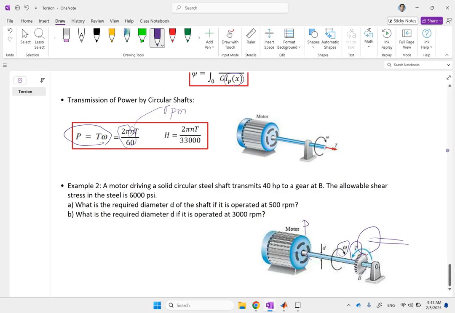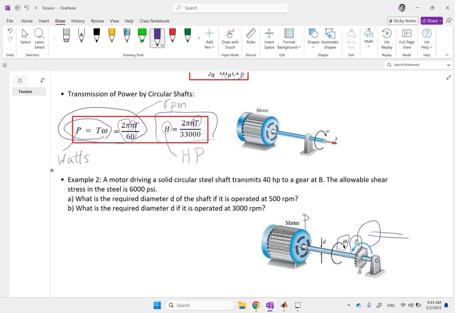Now, if you want it in the British system, you can write it like this, where this is in pound-force feet. This is still RPM, but this guy is going to be in horsepower, as opposed to this guy, which is in watts. Okay, so you can use this one for the British system, this one for the SI system. Okay, and we're going to see the application right here.